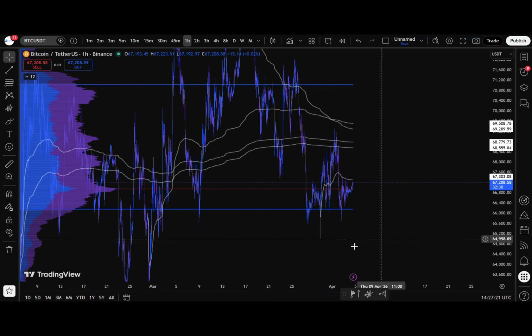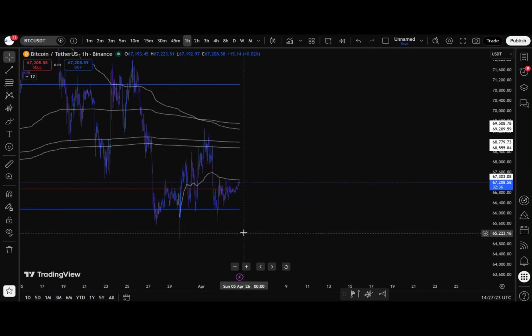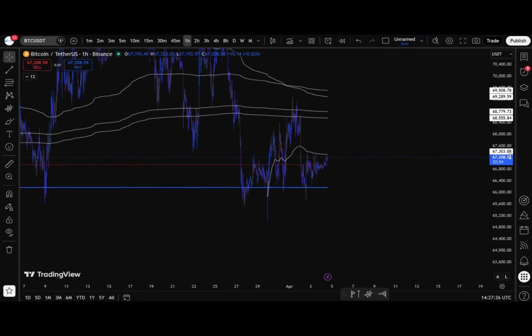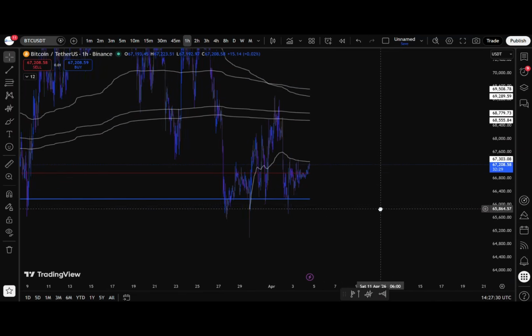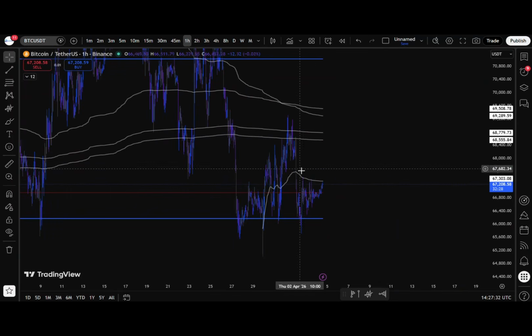So we can see, or we can learn, that we are getting rejected at this anchored VWAP. If we break above this anchored VWAP, and we would be above the point of control, the next resistance or sell point would be this anchored VWAP and this anchored VWAP.